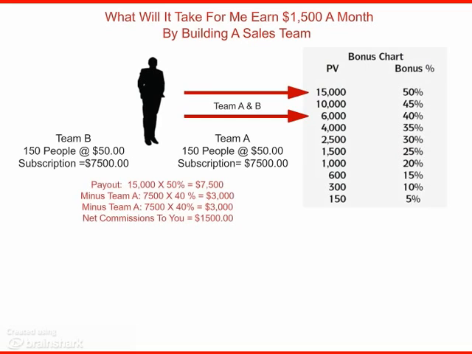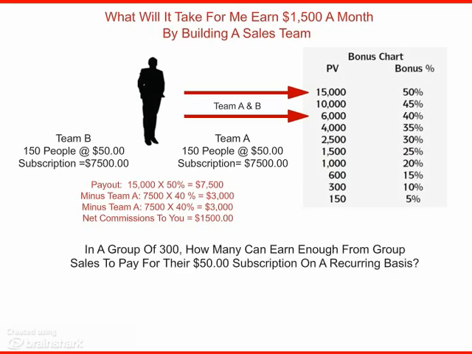So the payout's going to look something like this. Take 15,000 times 50%, which would equal $7,500, minus $3,000 at 40% going to Team A, minus $3,000 going to Team B. And so at this point, the net commissions to you are $1,500.